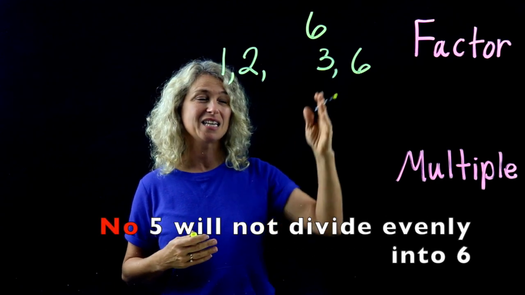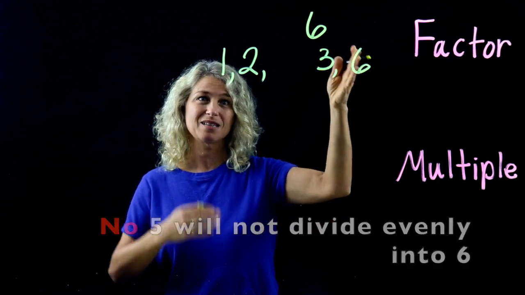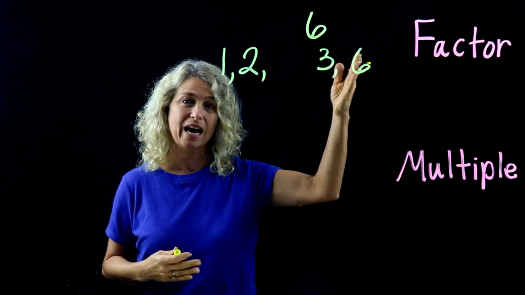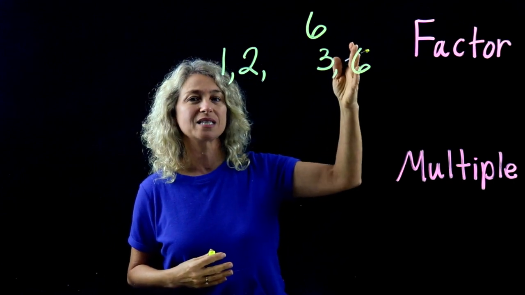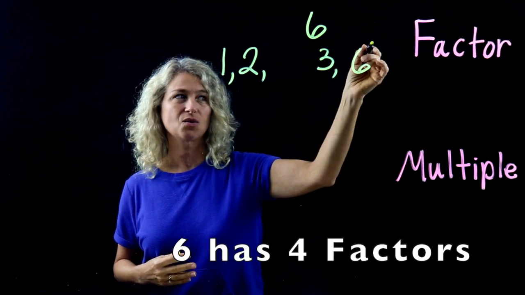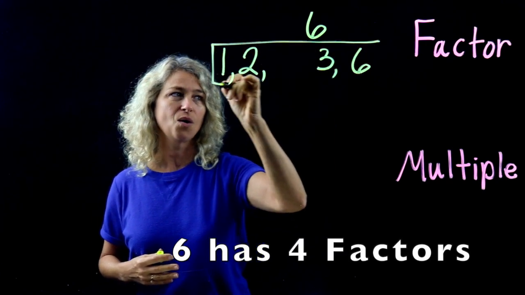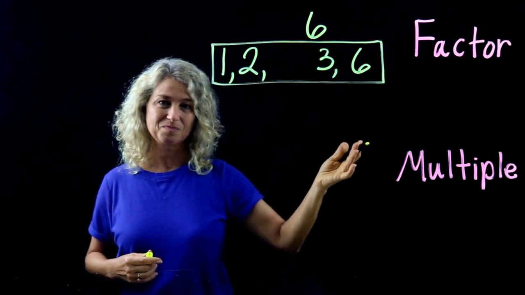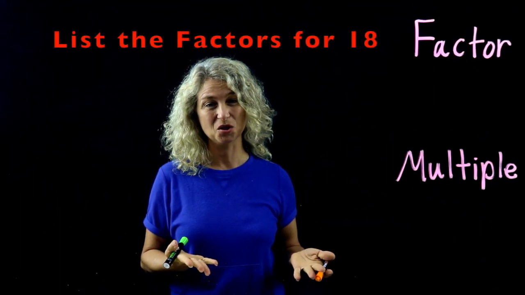No, right? So when you get to 6, you're back to 6, and of course we already have 6 listed as a factor. So there's no reason to go further. So these are your factors of 6, and they're written in order. 1, 2, 3, and 6. All right, so now let's look at a larger number.